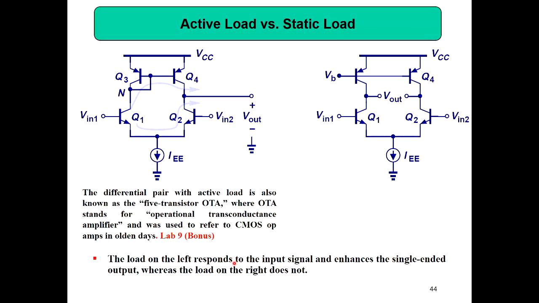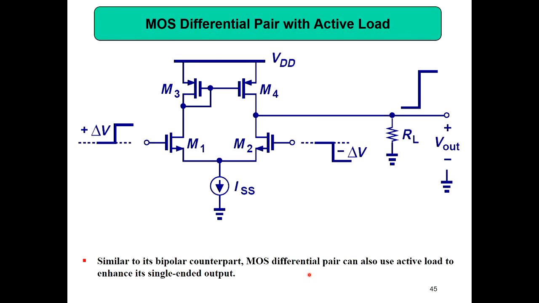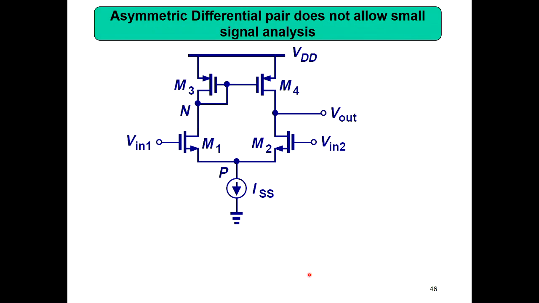The load on the left responds to the input signal and enhances the single-ended output, where the load on the right does not. But the only problem with this design is, again, MOS. Similar to bipolar counterpart, MOS differential pair can also use active load to enhance single-ended output. So whatever we discussed so far is equally applicable to MOS transistors. But now there is a problem. If we want to find out differential gain for this circuit, the problem is whether the circuit is symmetric or not.